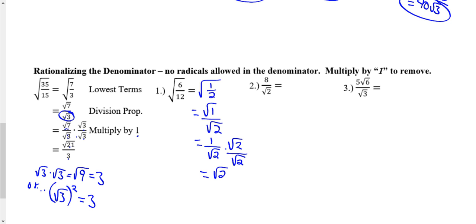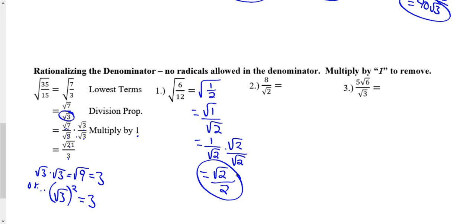Square root of 2. What is the square root of 2 times the square root of 2? Square root of 4, which is 2. Just 2. That's why you did it. And see, no more square root in the bottom. Okay?